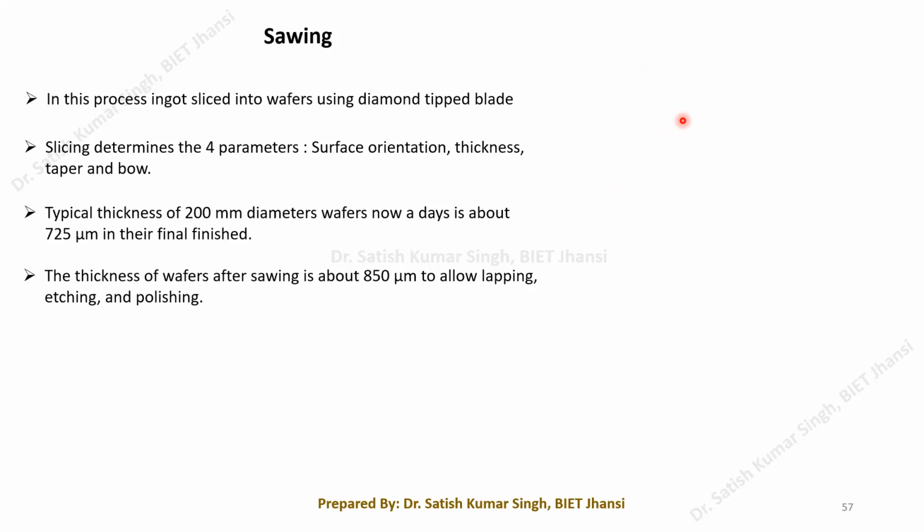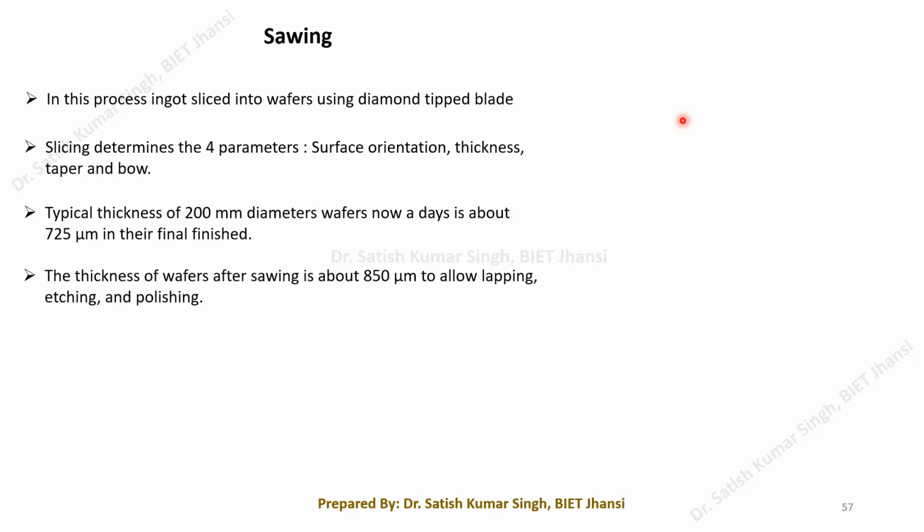Because we need flat wafers. The flatness is of utmost importance. So it should be flat. If it is not flat, then it is going to harm your device. You cannot expect a very good quality of device after making the wafers. So the flatness is very important.